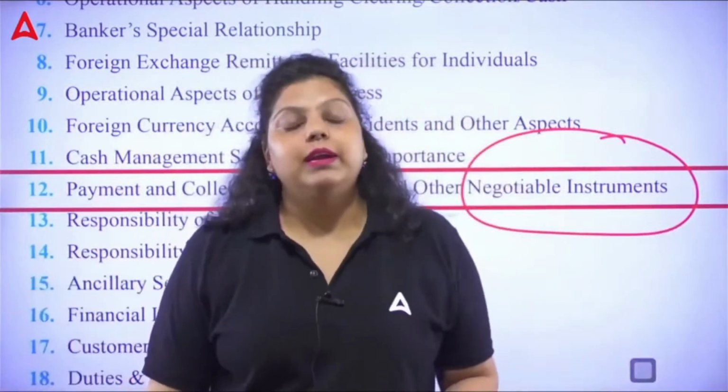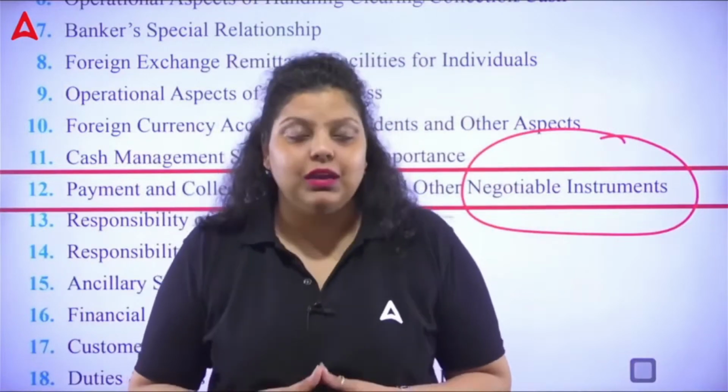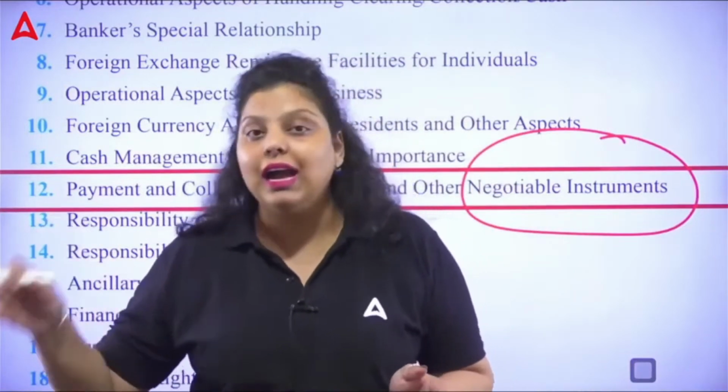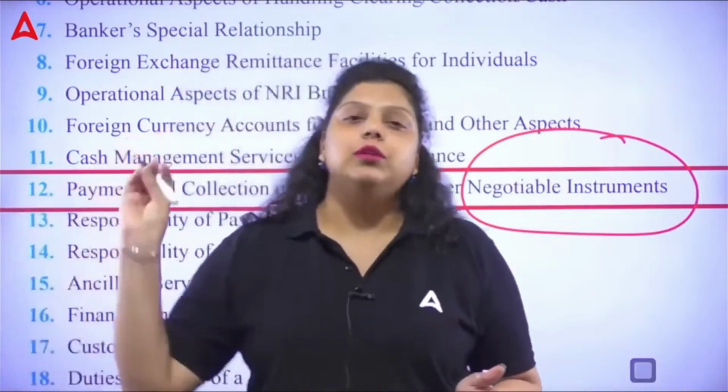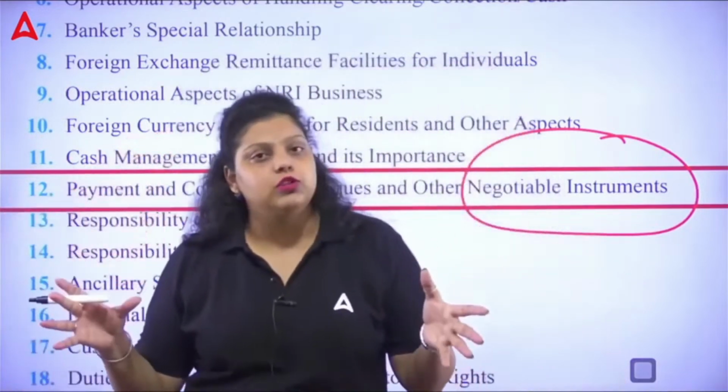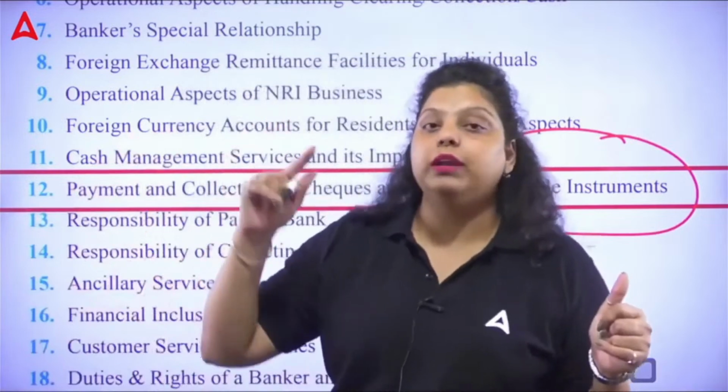Now, the Negotiable Instruments Act came in the year 1881. Negotiable Instruments Act, 1881, it is. It talks about a lot of things. It talks about all the negotiable instruments as well as the holidays of a bank.